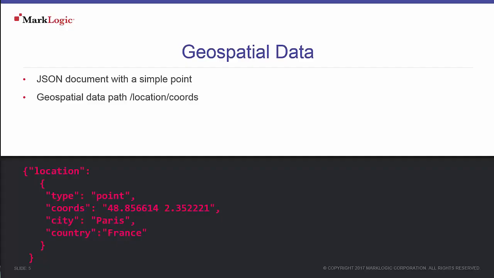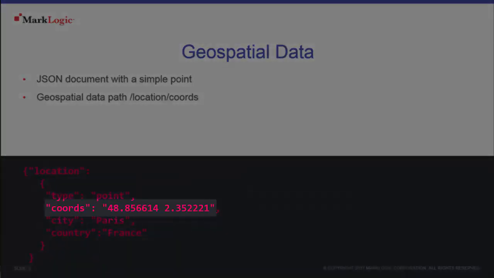And here's what geospatial data looks like. Let's have a look at a basic example with our simplest shape, the point. Here, a JSON document with a single point for the center of Paris. These are the coordinates returned by the Google Map API for Paris, France.